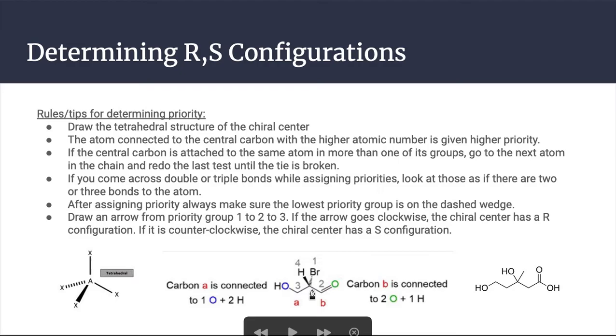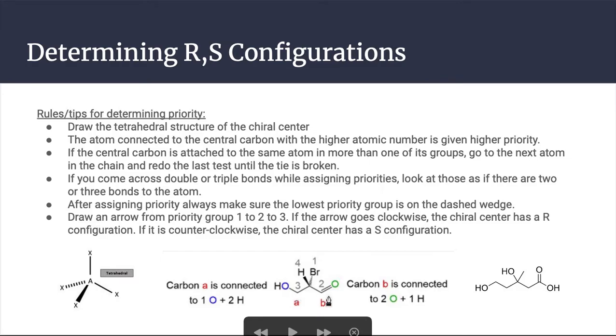So we look at this and we see that this is the chiral carbon, and it's attached to a bromine, a hydrogen, and a carbon plus some extension of the chain, and then another carbon with some extension of that chain. So out of bromine, hydrogen, and carbons, we know that bromine has the highest atomic number. So bromine would have the priority number 1. The second priority would go to the carbons, of course, right? Because carbon has a higher atomic number than hydrogen. But which carbon would you give it to? This one or this one?